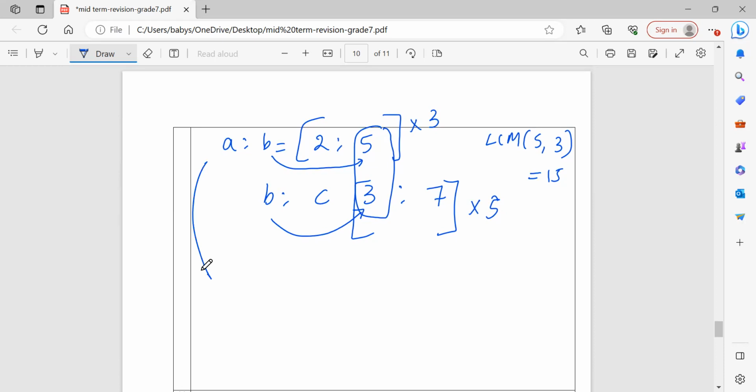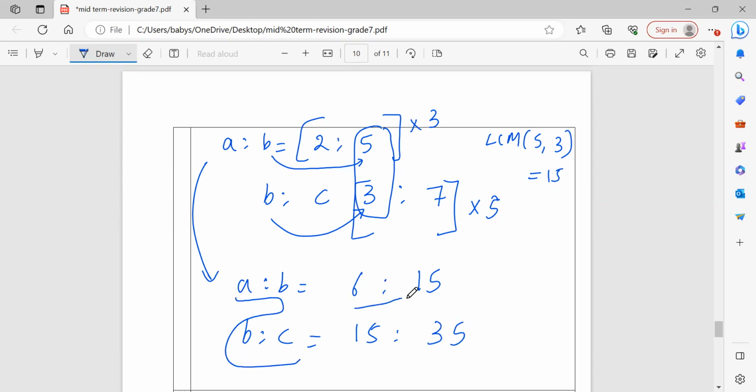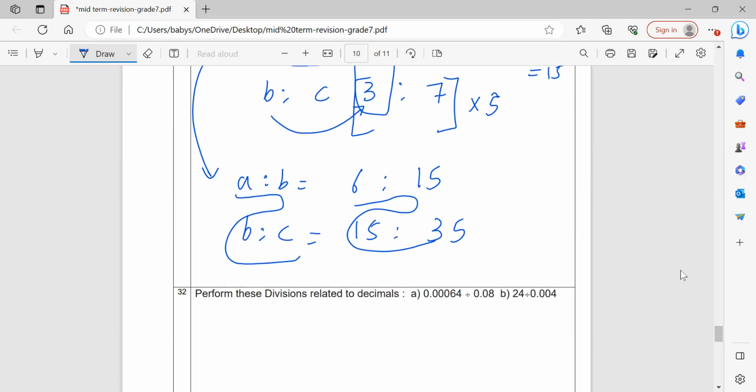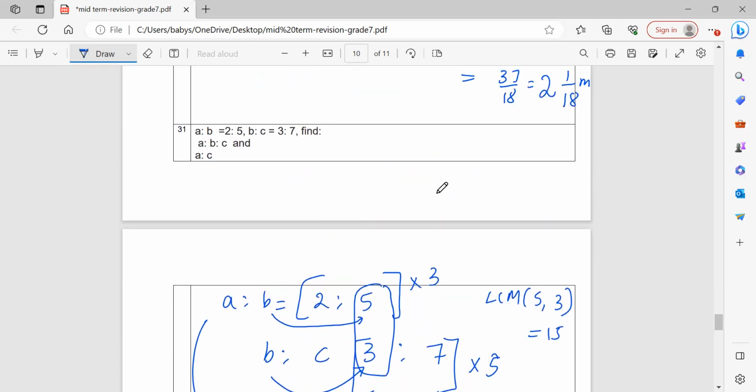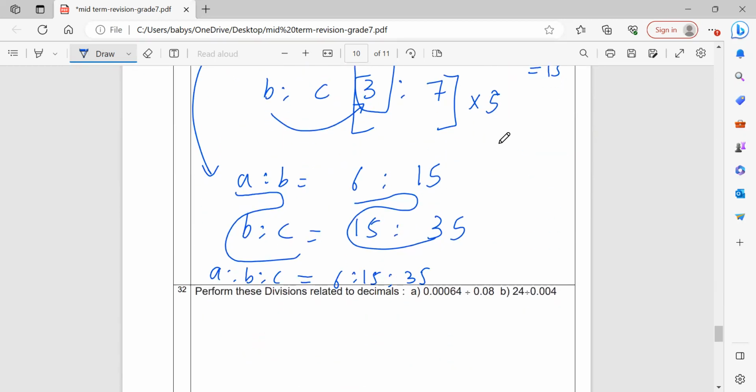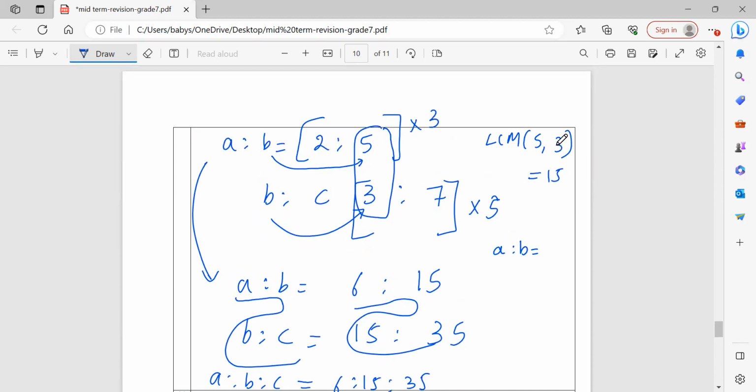So the new ratio A is to B becomes what? 2 into 3, 6. 5 3s are 15. And B is to C, in the second case, I'm multiplying by 5. 5 3s are 15, 7 5s are 35. The continuity is there, right? A is to B, B is to C. So if you read it totally, we can say A is to B is to C will be 6 is to 15 is to 35. This is the ratio. And they've asked one more, A is to C. So A is to B is given as 2 is to 5.